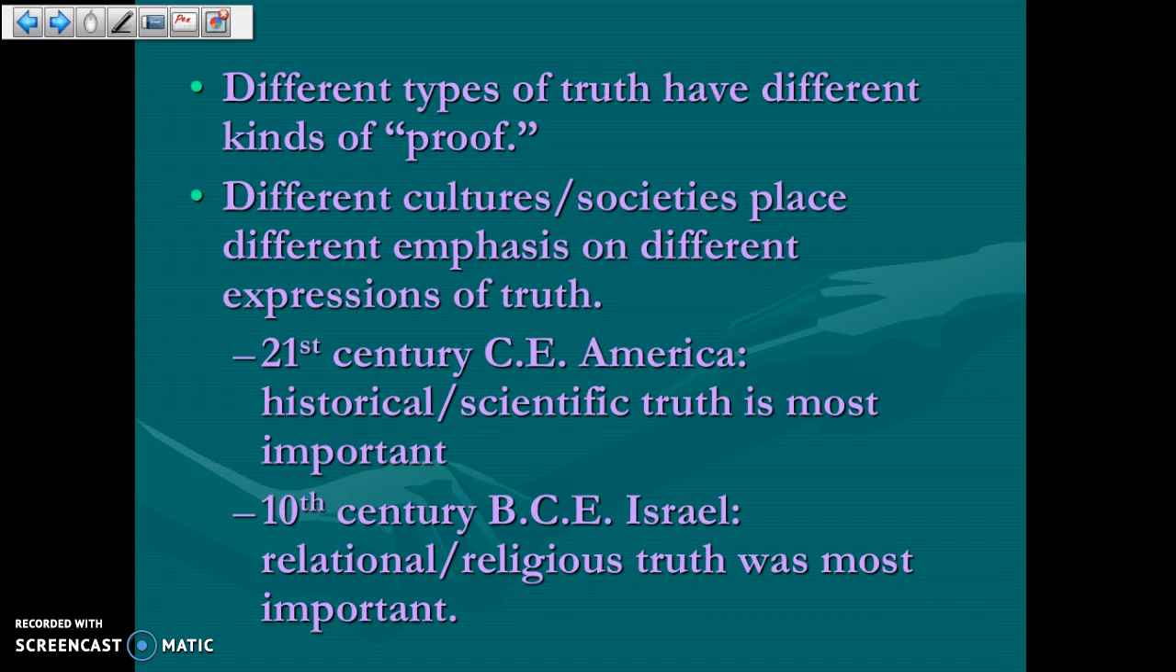Now, as I mentioned, different types of truth have different kinds of proof, and different cultures and societies place different emphasis on different expressions of truth. So today, in America, historical and scientific truth is most important. When people say prove it, they want a source that you can verify, or an experiment that you can prove. Basically, scientific or historical types of proof.